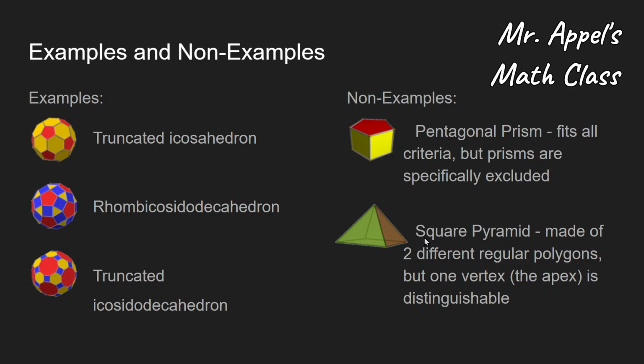How about the square pyramid? What's wrong with this guy? It's got two different regular polygons, triangles and squares here. But one vertex, the apex of our pyramid, is distinguishable from the others. That is to say, this one, because it's all the triangles coming together, is definitely different than this corner down here where we have the square and two triangles coming together. You can tell that this has an orientation. There's one point you could call the top and this the bottom. And you could flip it upside down and it would look different. Therefore, not an Archimedean solid.